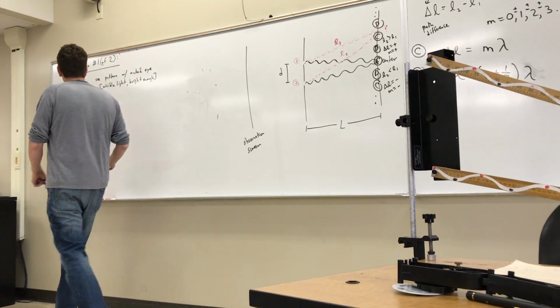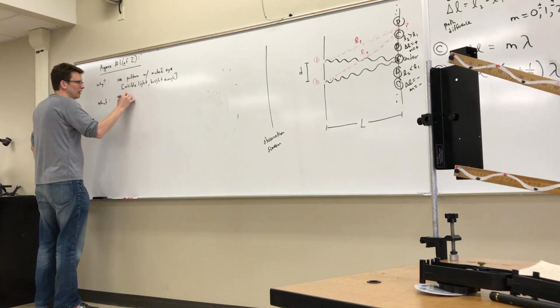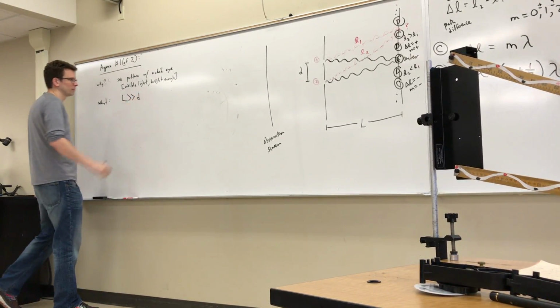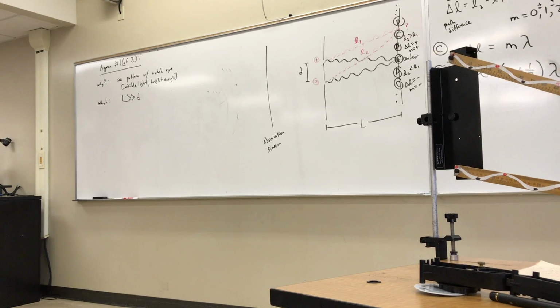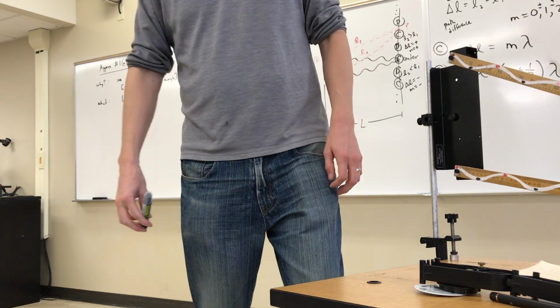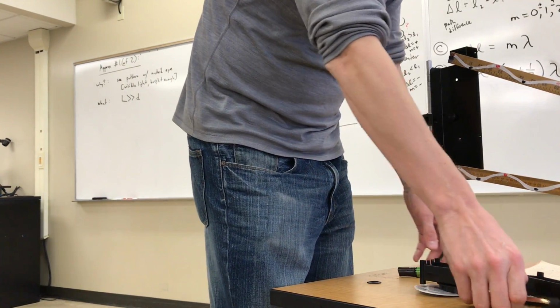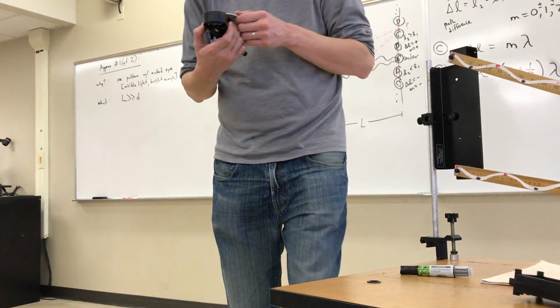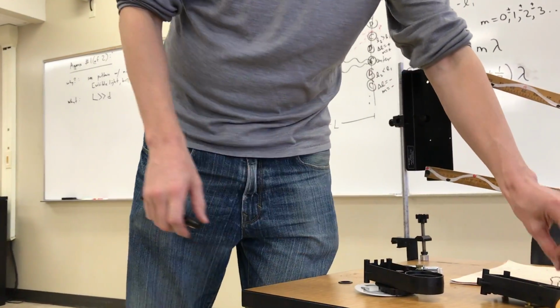So my approximation is going to be L is much, much greater than D. So the distance from the slits to the screen is going to be far greater than the slit separation. This ratio can be on the order of 1,000,000 to 1. In fact, this might be a good time to show you the pattern in actuality.